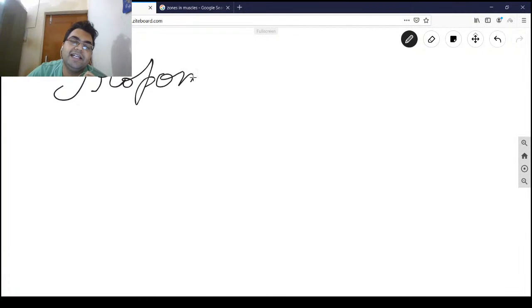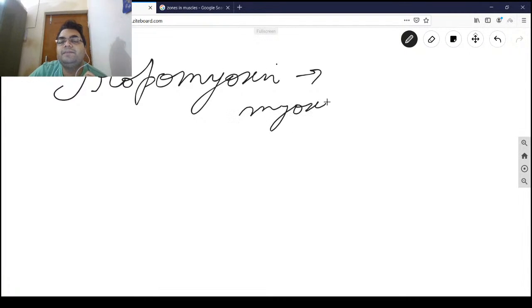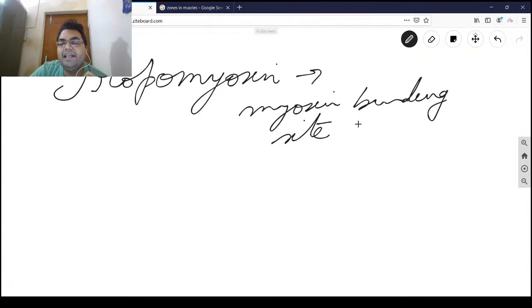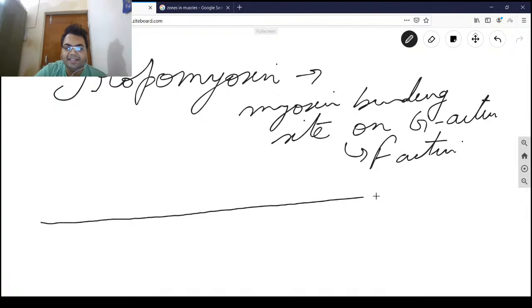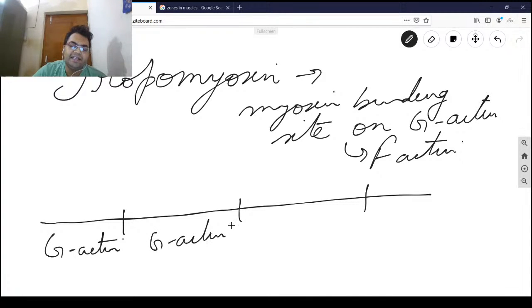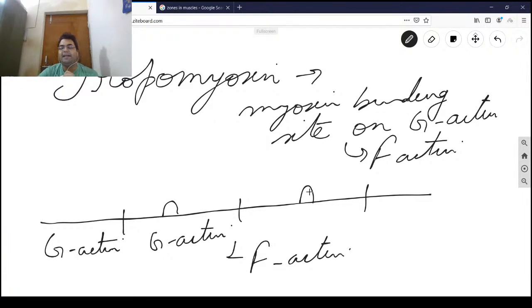Sorry, myosin binding site on actin. It binds where? It binds to the myosin binding site on specialized G-actin polymer, or simply you can call it F-actin also, because F-actin is a polymer of G-actin. So if actin is like this, multiple G-actins are associated. These are G-actins, and this entire sheet is the F-actin polymer. Each one will have a specific site which binds to the myosin.